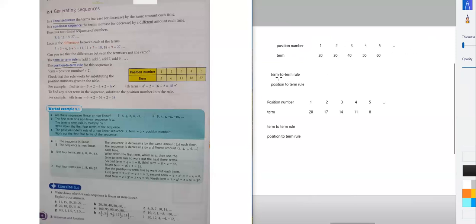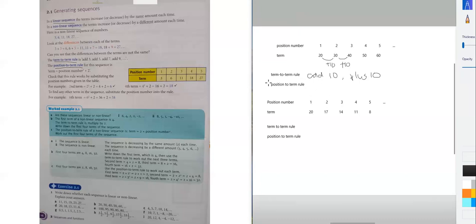Okay. So the term to term rule is very easy. As I said, we just have to find the difference between each of them. Let's say this one is plus 10. Every time it's plus 10. So for your term to term rule, you can write the answer as add 10, or you can just write plus 10. This is called the term to term rule because it's the rule between two terms, from one term to another one. So your term to term rule is add 10 or plus 10. This is your answer. Okay, you can write either of these as the answer.